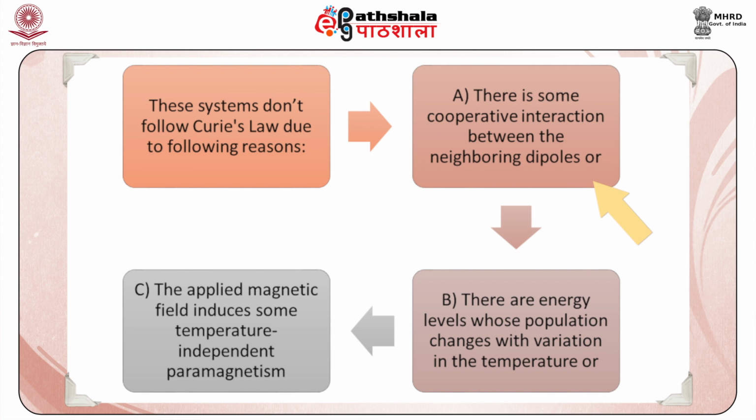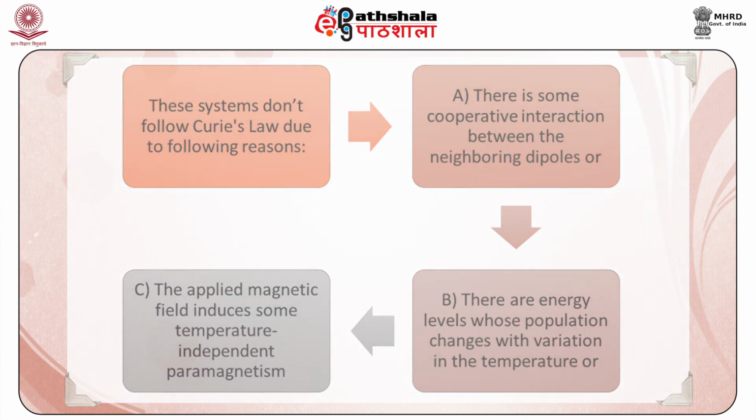A. There is some cooperative interaction between the neighboring dipoles, or B. There are energy levels whose population changes with variation in the temperature, or C. The applied magnetic field induces some temperature independent paramagnetism.